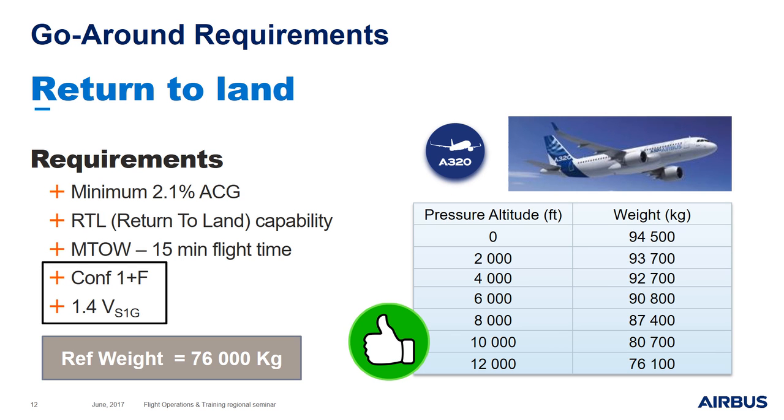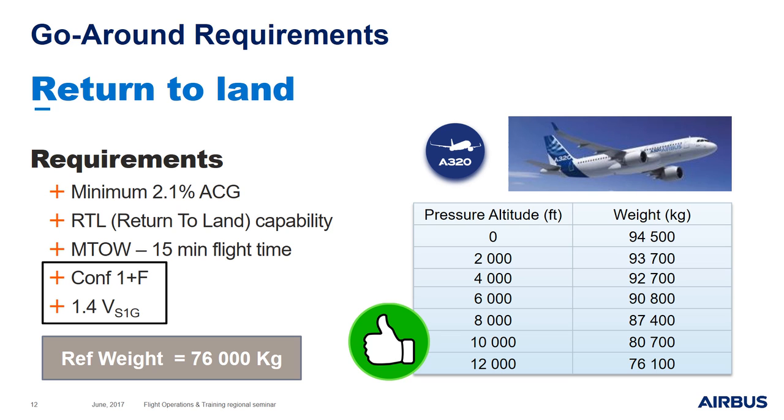With this procedure, using a lower configuration and acceleration up to 1.4 of VS1G, return to land is no longer limiting. The acceleration and the use of configuration 1 plus F are used here in case of return to land. But these two options may also be used for non-overweight situations.